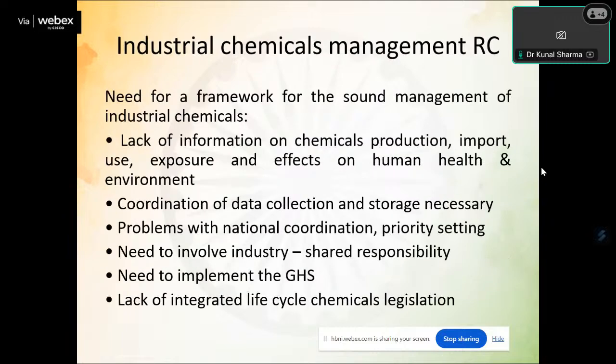Now, in this they also focus upon industrial chemical management in Rotterdam Convention, because it is very much required. You have listed the chemicals, how to manage these industrial chemicals. Because if you are not able to manage, then again it will be a big problem. Lack of information on chemicals production, import, use, exposure, and effects on human health and environment. Coordination of data collection and storage necessary. Problems with national coordination, priority setting, need to involve industry, shared responsibility, need to implement the GHS, and lack of integrated life cycle chemicals legislation.